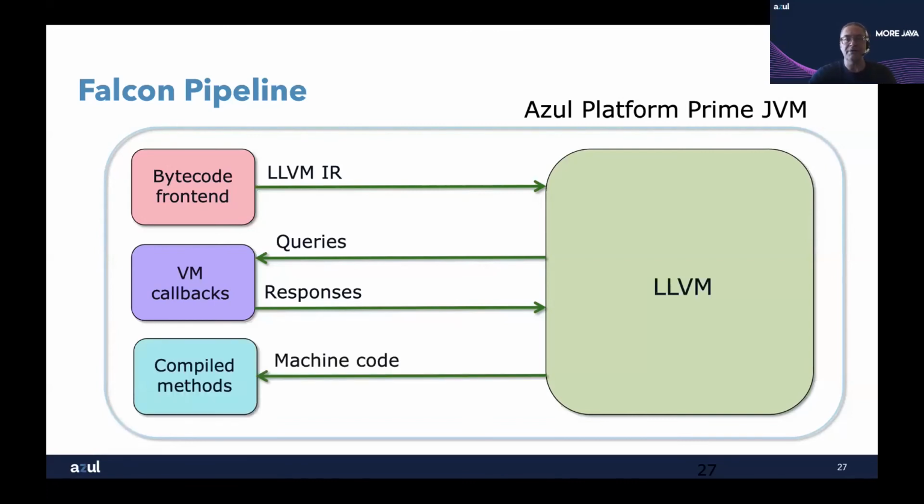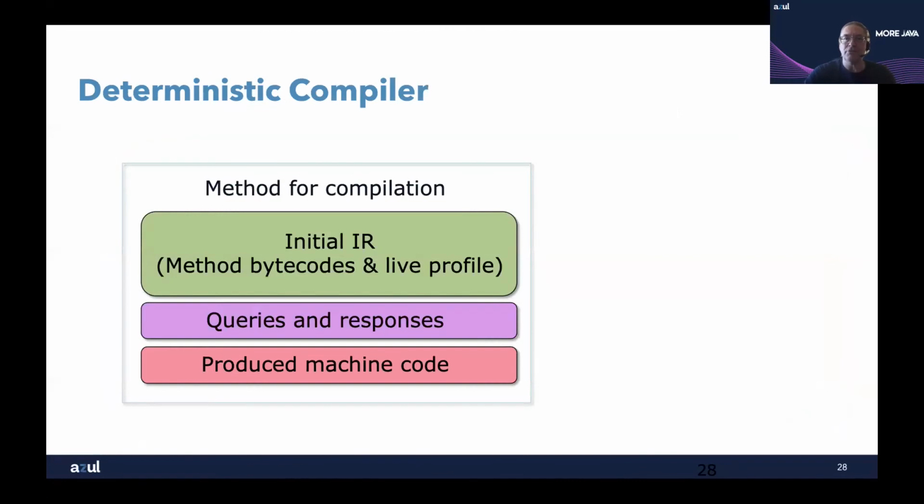LLVM will then generate machine code and pass it back as a compiled method. We then run that without having to do any extra work. Great. What we know, though, is that Falcon is a fully deterministic compiler. Same set of inputs, always generates the same set of outputs.